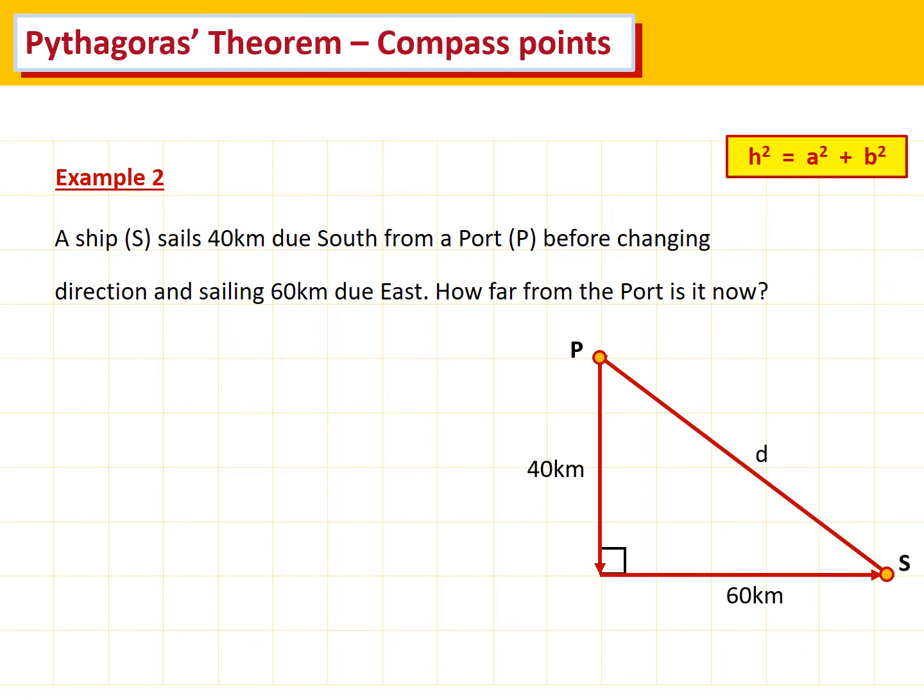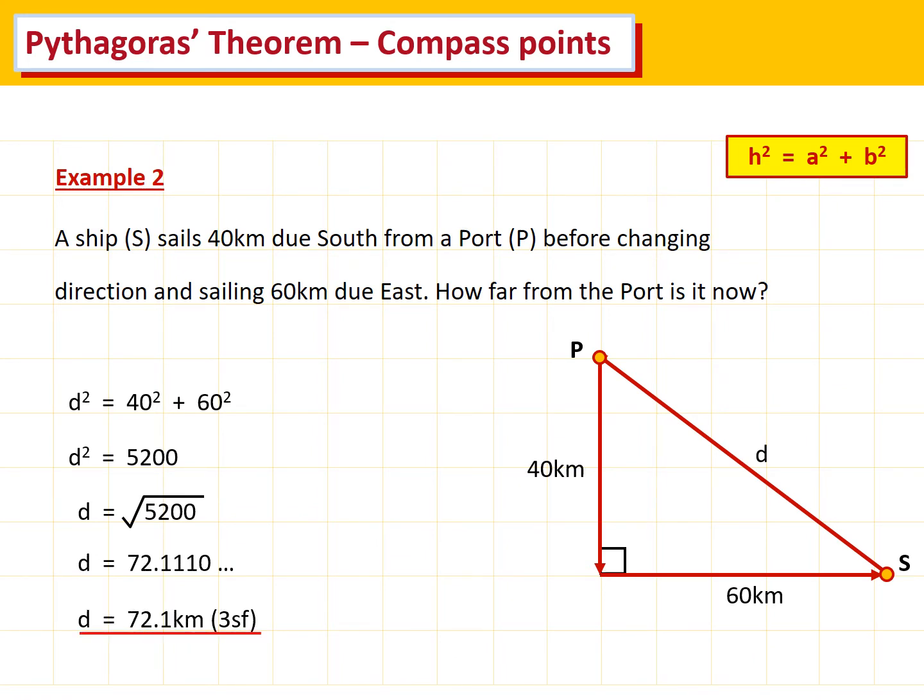So using Pythagoras' theorem, d squared equals 40 squared plus 60 squared, that's 5,200. We square root both sides, use our calculator, and then round off to 3 significant figures in this case.